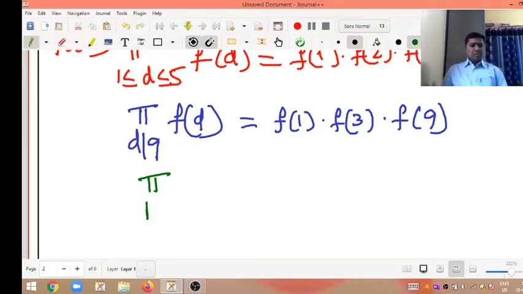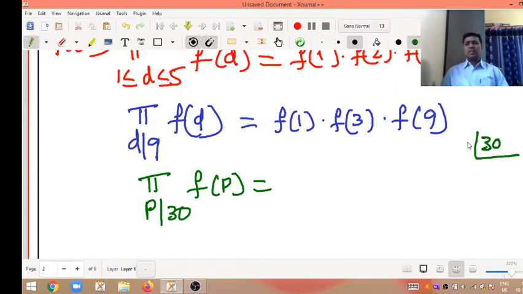Pi is from P divides 30. P divides 30 means f of P, where P is from the primes of 30. What are the primes of 30? What are the primes of 30, my dear friends?